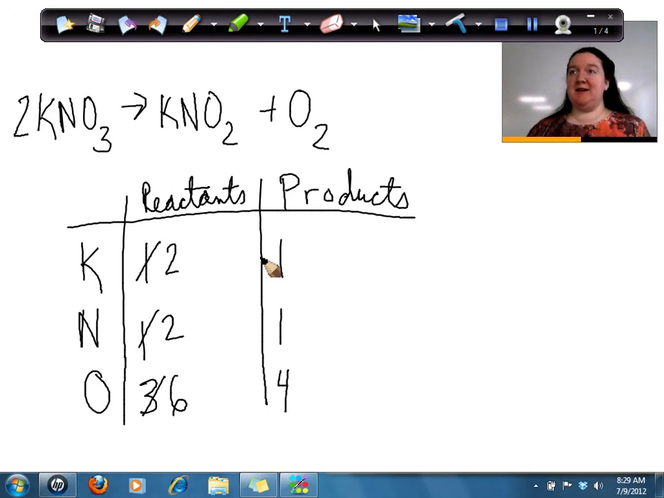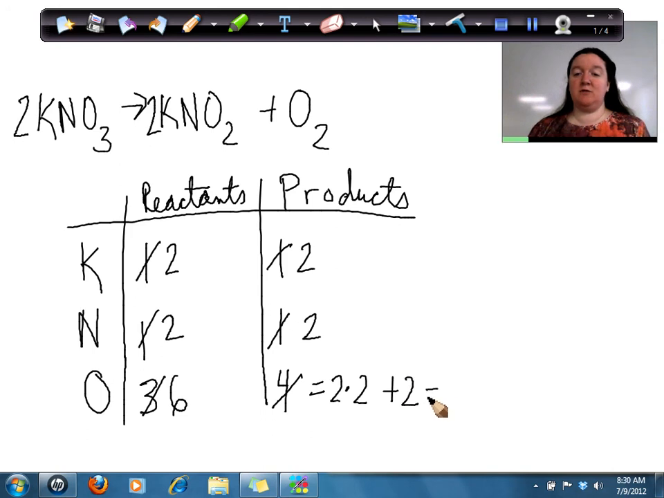Well, I know I need to get my potassium balanced out first, so what would I need to stick in front of my potassium nitrite in order to balance it? Well, I'm going to put a 2 in front of it as well. So now I'm going to have 2 potassium. Here I'm going to have 2 nitrogen. And now I'm going to take the 2 times the 2, and I'm going to add 2 more, which gives me 6. So now I have it balanced with 6 oxygen on both sides. But you had to think about what was the closest multiple of 3 that was near to 4 and work your way up to that.